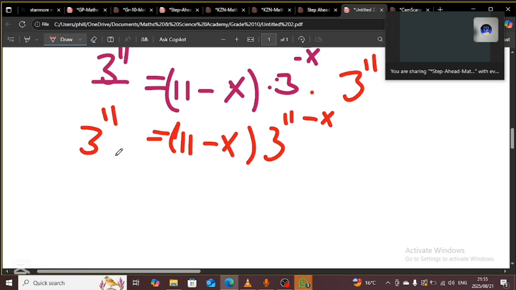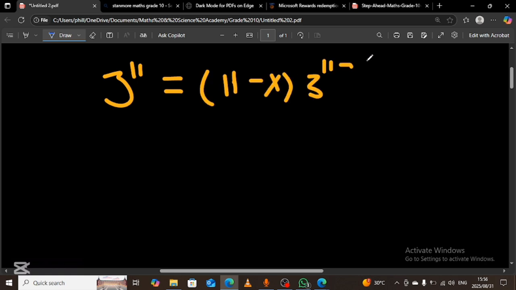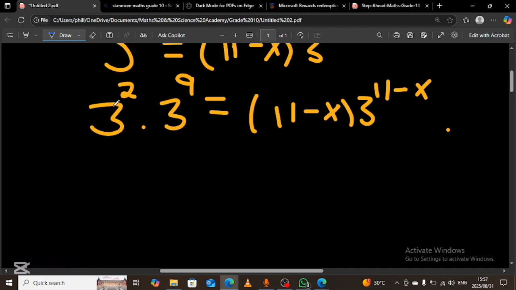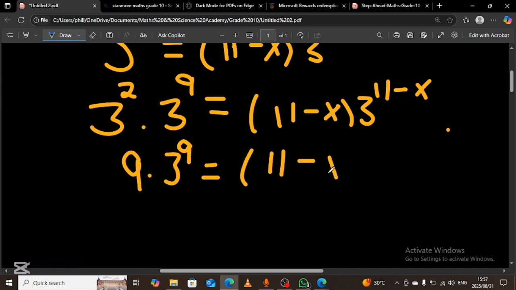So now from here we're actually almost done, but since we have 3 to the power of 11 minus x, we can change 3 to the power of 11. 3 to the power of 11 is the same as 3 to the power of 2 times 3 to the power of 9, using the laws of indices. And then we know that 3 to the power of 2 is the same as 9, giving us 9 times 3 to the power of 9. And then on the right, 3 to the power of 11 minus x.